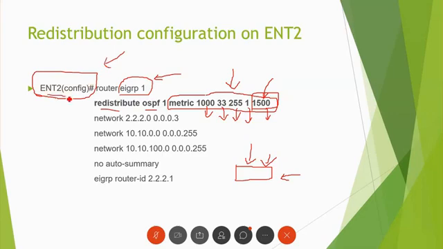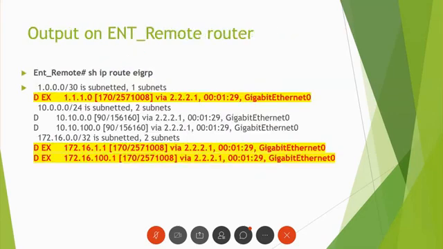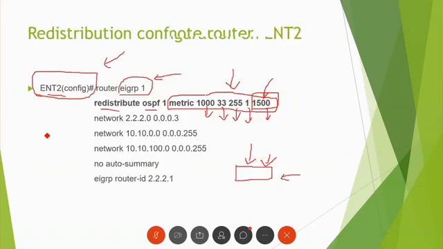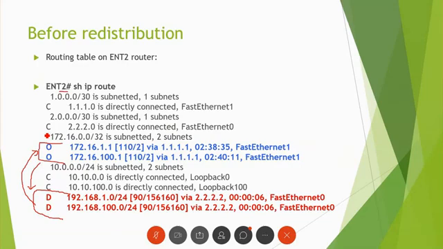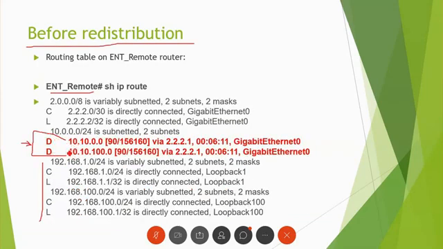Now when we check the output on remote router, look at this. This is the remote router. And I just want to bring to your notice, the highlighted routes did not exist before redistribution. Only pure EIGRP routes were present. Let me go back. Yeah. So only the D routes were present. Because this information is a lot, I deleted them actually.